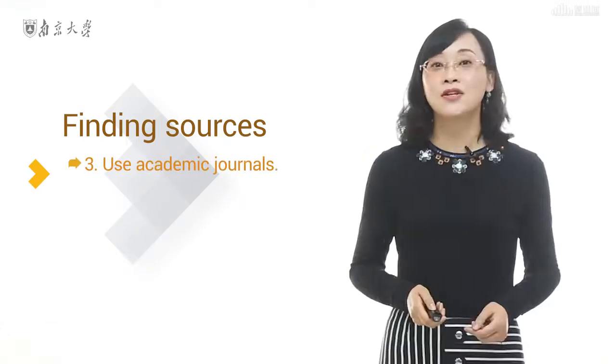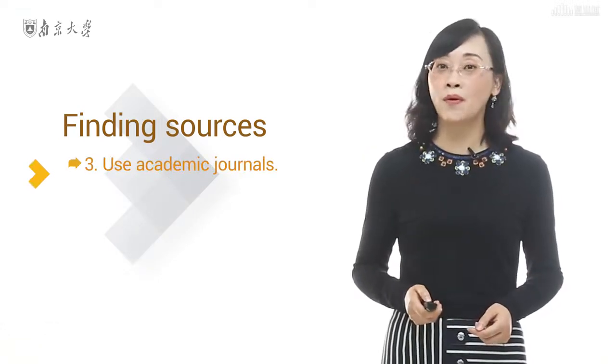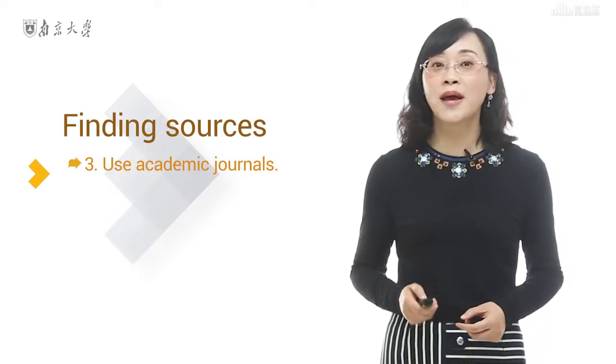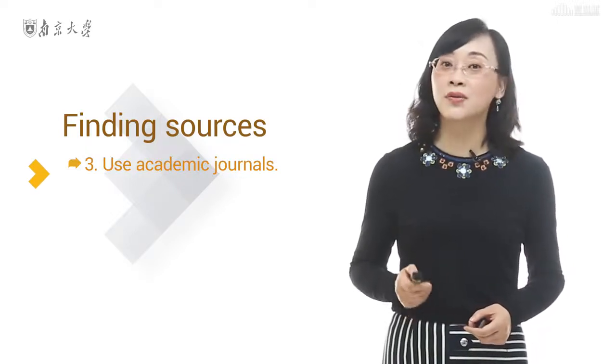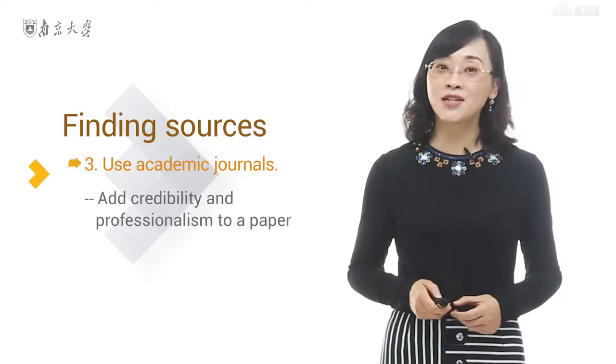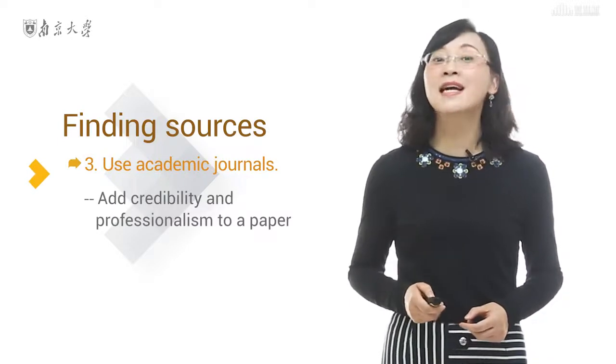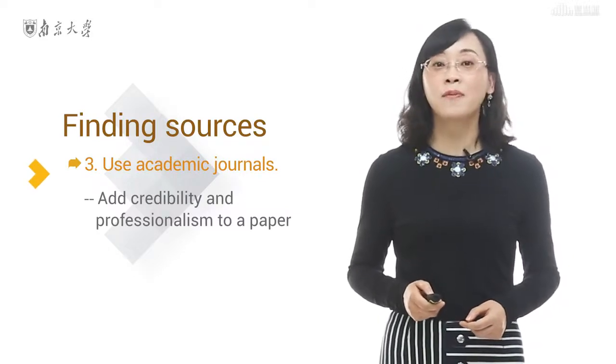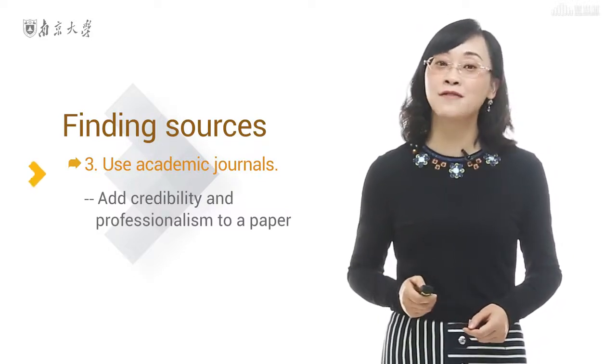Step 3. Use academic journals or scholarly articles. These journals are a great way to find cutting-edge research on your topic. Academic journals add credibility and professionalism to a paper. They work well for both humanities and scientific papers.